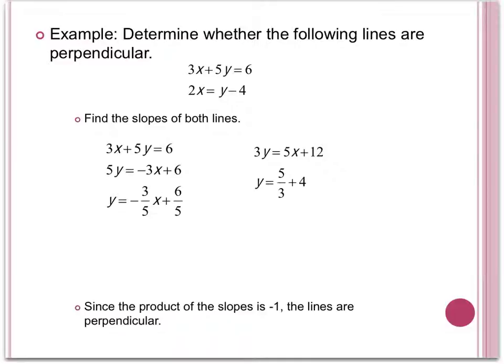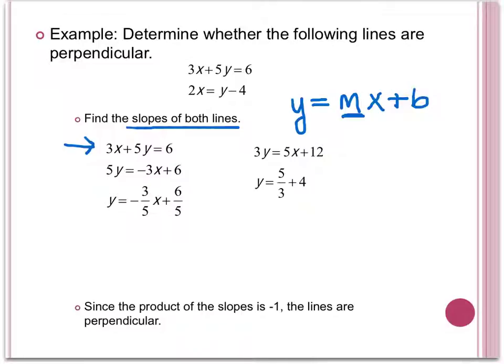Let's do another example. It says determine whether the following lines are perpendicular. We have 3x plus 5y equals 6 and 2x equals y minus 4. The first thing we need to do is find the slopes of both lines. This time, instead of using the slope formula with 2 points, we are going to get both equations into the slope-intercept form, y equals mx plus b, and look for our coefficient in front of the x to represent our slope. So first we have 3x plus 5y equals 6.